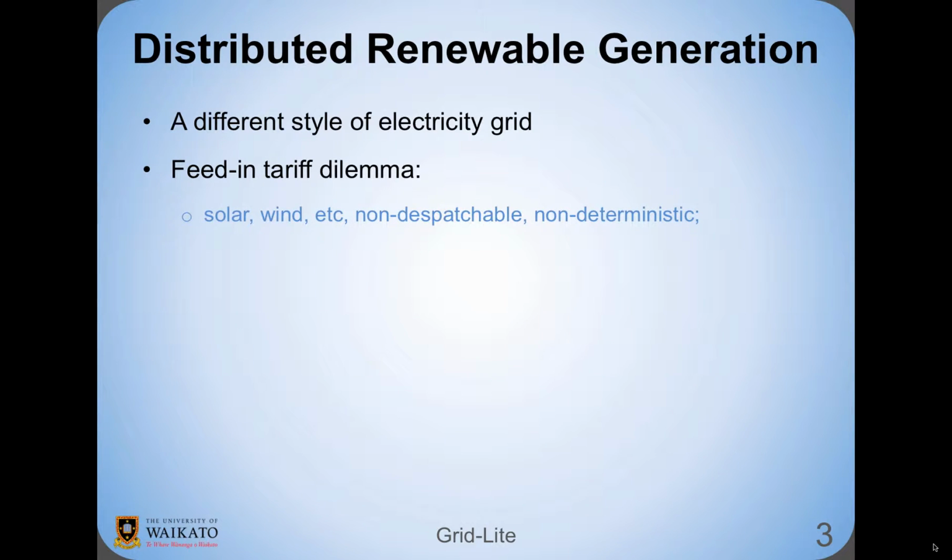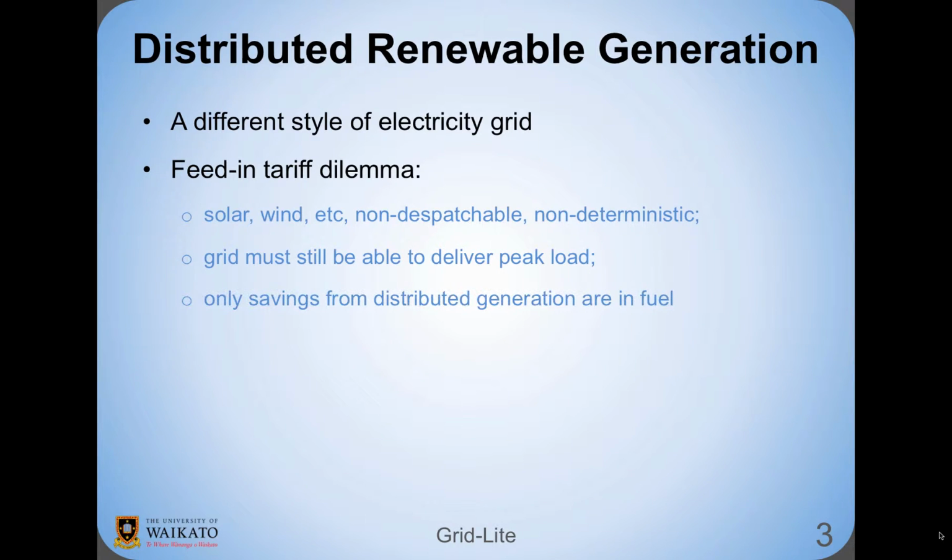But most of these renewable sources are unpredictable and can't be turned on or off at whim. Yet the grid still needs to be able to deliver the peak load required of it, so the growth of this distributed generation doesn't enable the reduction of the old installed capacity. And the only real gains or savings from the grid perspective are in reduced fuel consumption, not in capital investment.